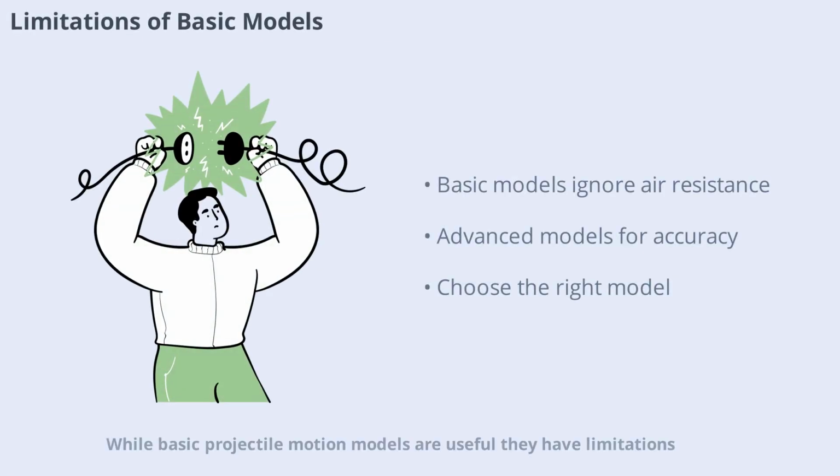While basic projectile motion models are useful, they have limitations. They often ignore air resistance, wind, and spin, which can significantly affect real-world trajectories. For more accurate predictions, advanced models and simulations are used, especially in professional sports and engineering. Recognizing these limitations is important for applying the right model to each situation.